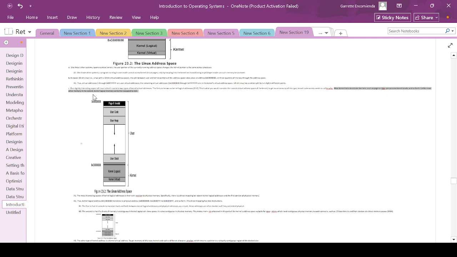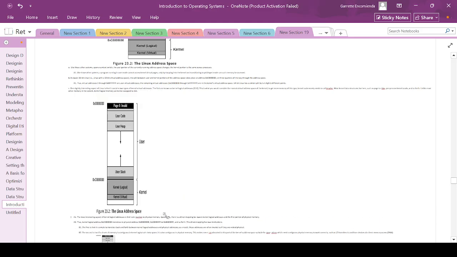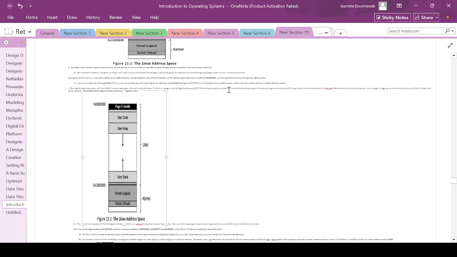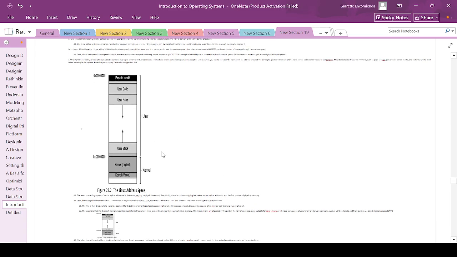Unlike most other memory in the system, kernel logical memory cannot be swapped to disk. So unlike most of the memory such as the user and other kernel virtual memory, this first kernel virtual address cannot be swapped to disk. So this is another characteristic.